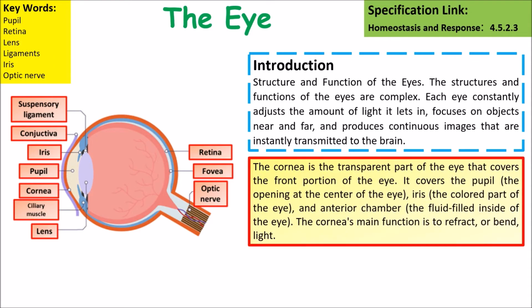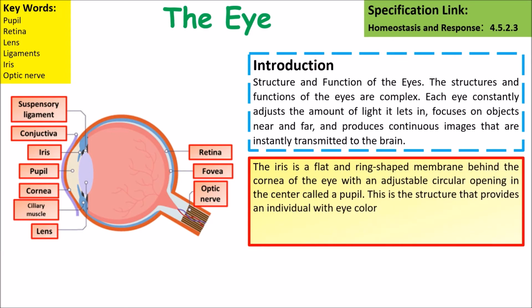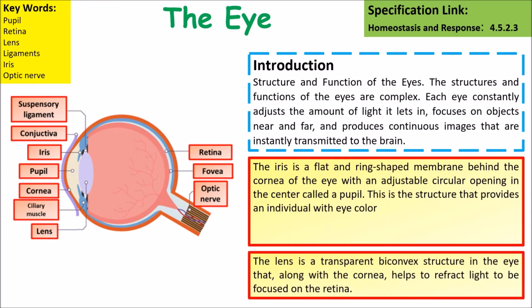So the eye is made of a number of different parts. The cornea is the transparent part of the eye that covers the front portion. It covers the pupil and the iris, and its main function is to refract or bend light. The iris is a flat ring-shaped membrane around the cornea. It's adjustable because it has circular and longitudinal muscles in it that can change the diameter of the pupil. The lens is the transparent biconvex structure in the eye that, with the cornea, helps us refract light and focus it onto the retina.